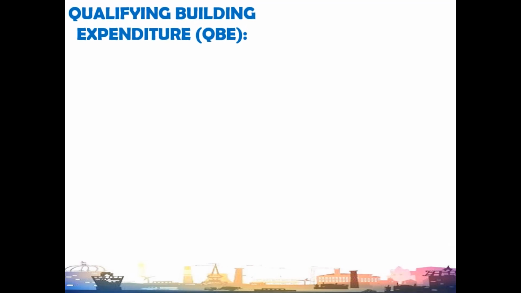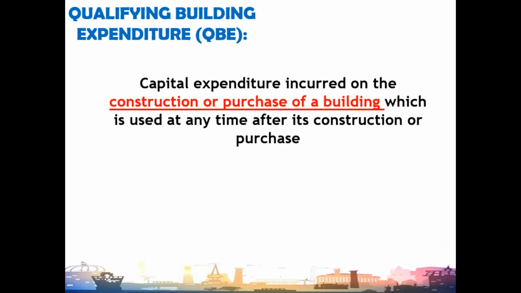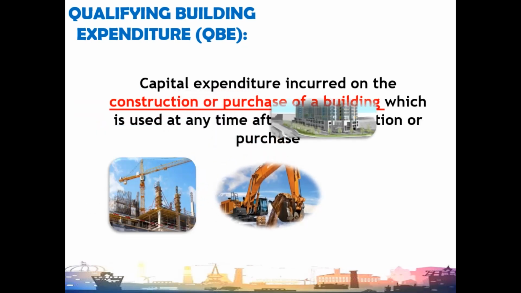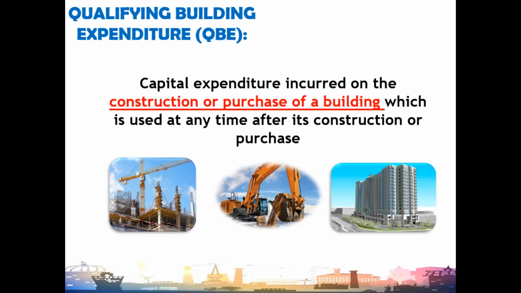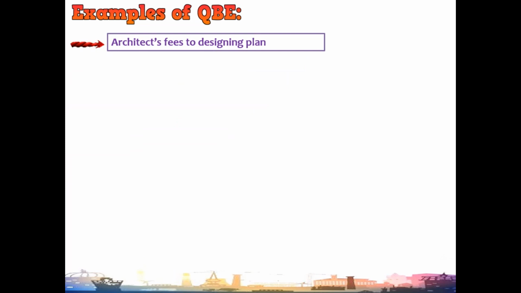Qualifying building expenditure, QBE. It can be defined as capital expenditure incurred on the construction or purchase of a building which is used at any time after its construction or purchase. Okay, this is an example of the process until the completed construction of a building. These are some examples of qualifying building expenditure.